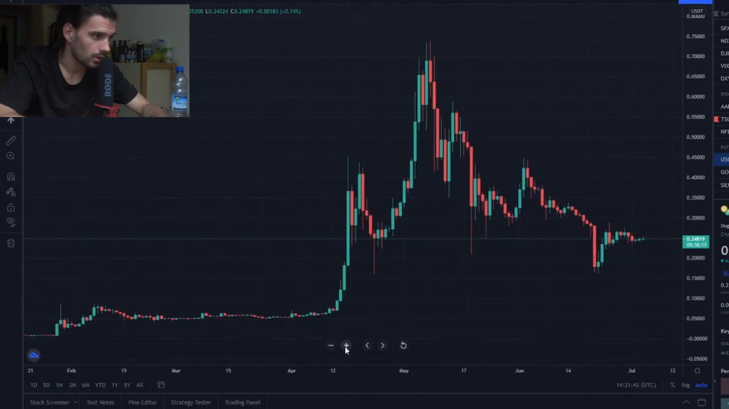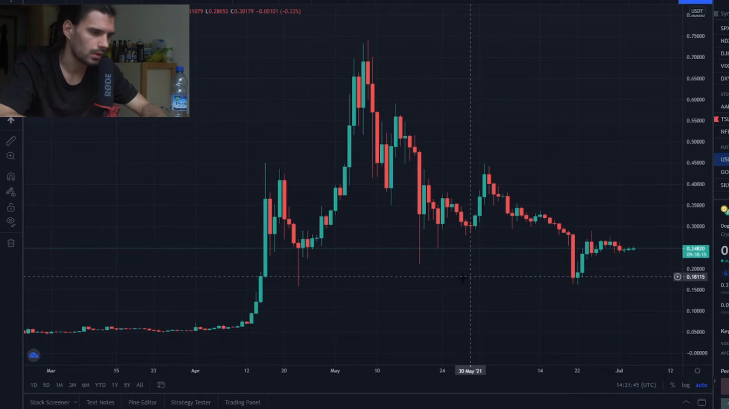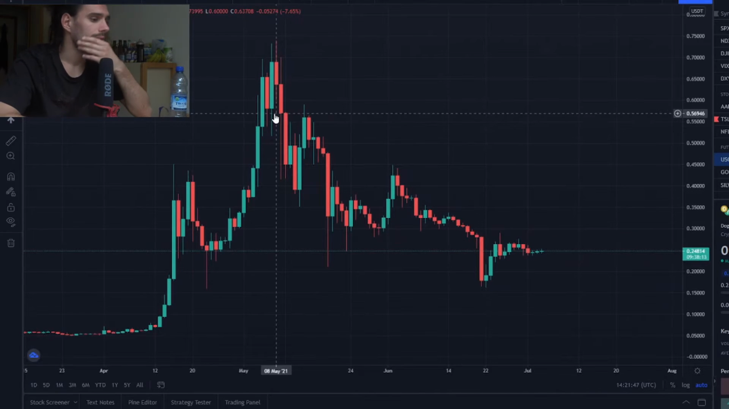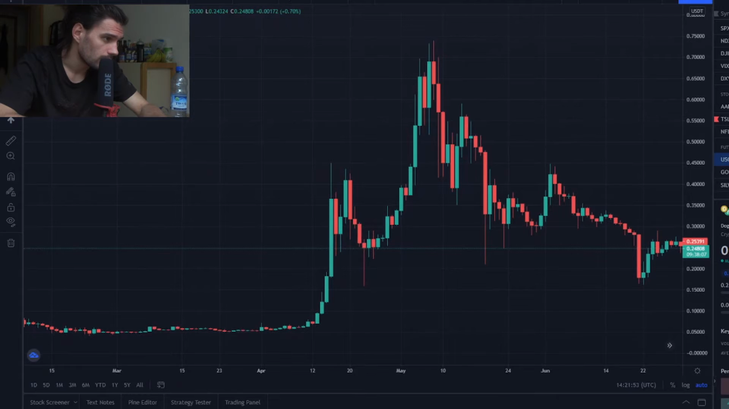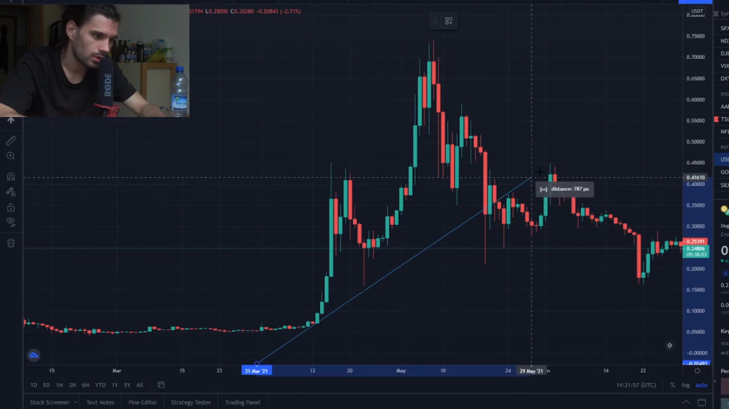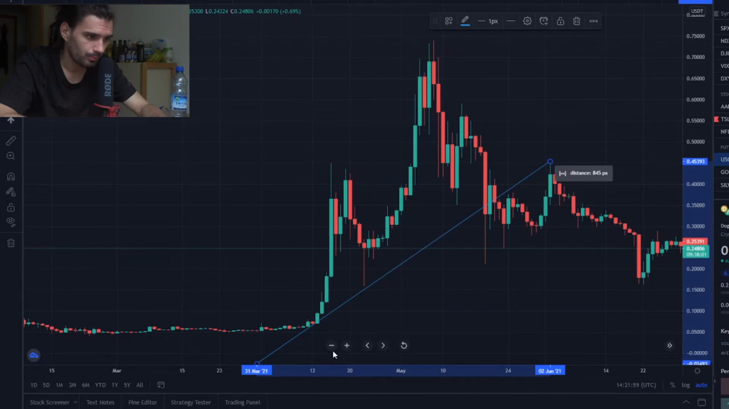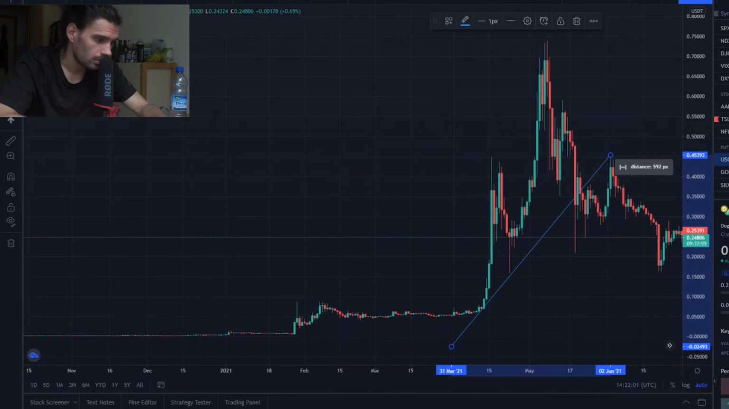So in front of me is Dogecoin, whatever. Doesn't really matter. Now you always want to look for an uptrend or kind of a bullish market, which is here. You can see the market rallied from the beginning of January 2021 until May.